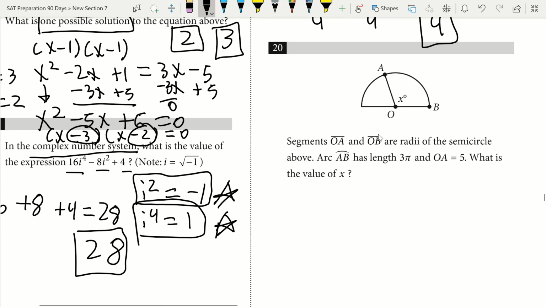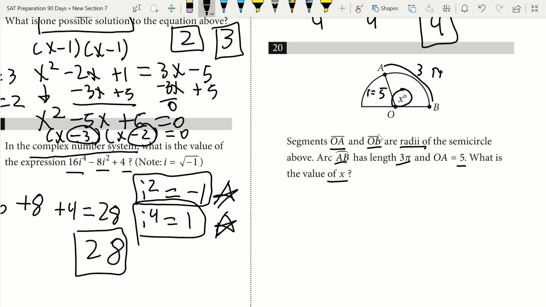All right, question 20. Segments OA and OB are radii of the semicircle above. Arc AB has a length of 3 pi. Okay, so this here is going to be 3 pi from A to B. And OA equals 5. Okay, so this is my radius is 5. So R equals 5. My radius is 5. What's the value of x?